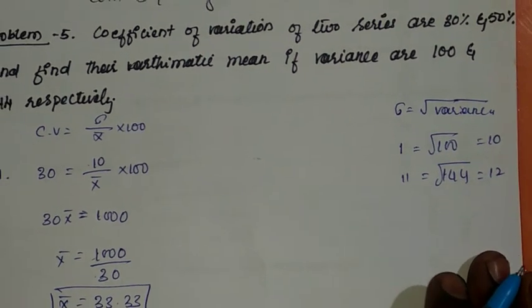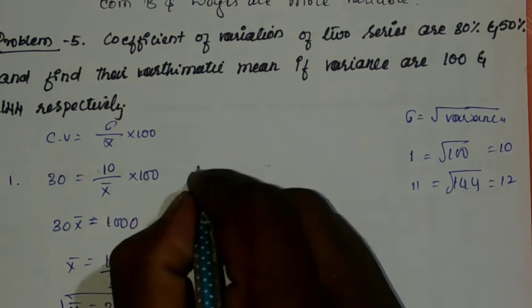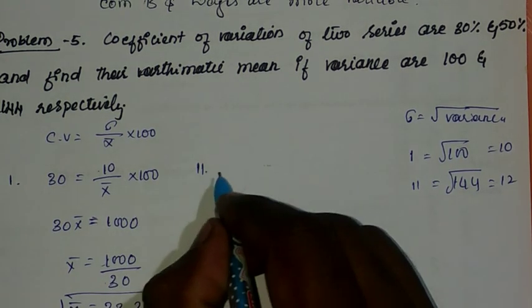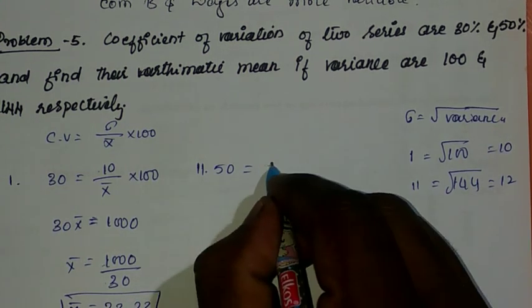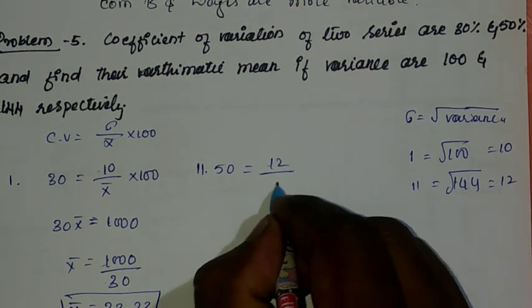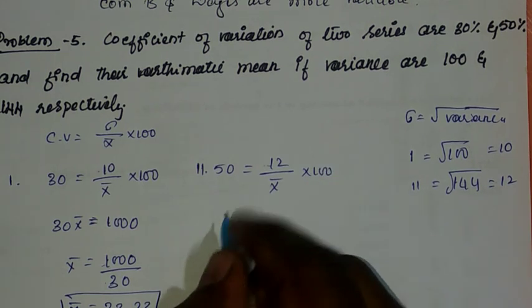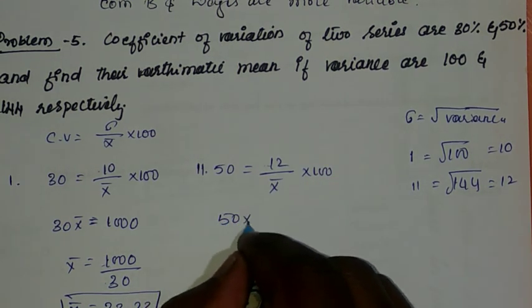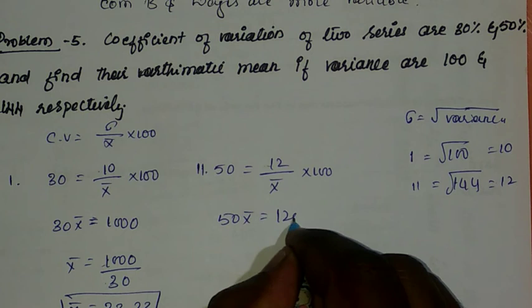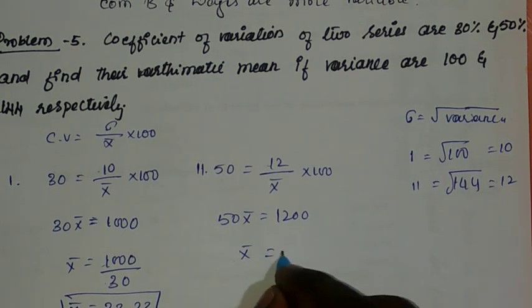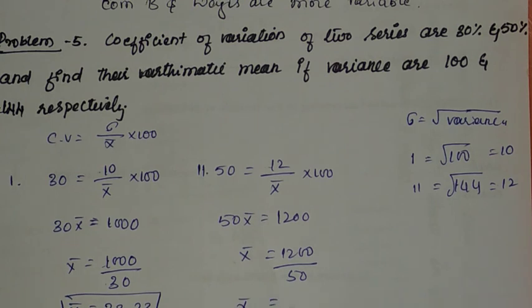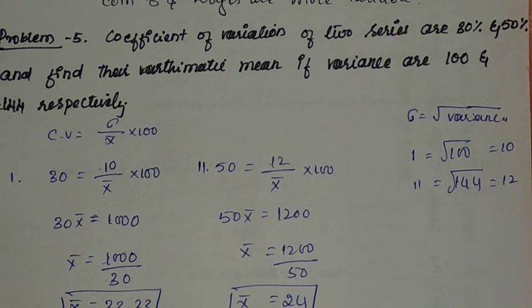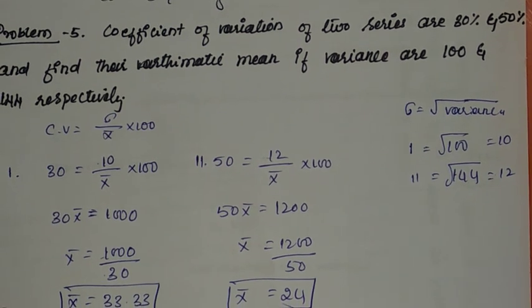And if you come to the second one, 50 is equal to standard deviation 12 divided by x bar into 100. So that is 50 x bar is equal to 1200. X bar is equal to 1200 divided by 50. Then x bar will be 24. So this is for the second series. So this is the answer for problem number 5.